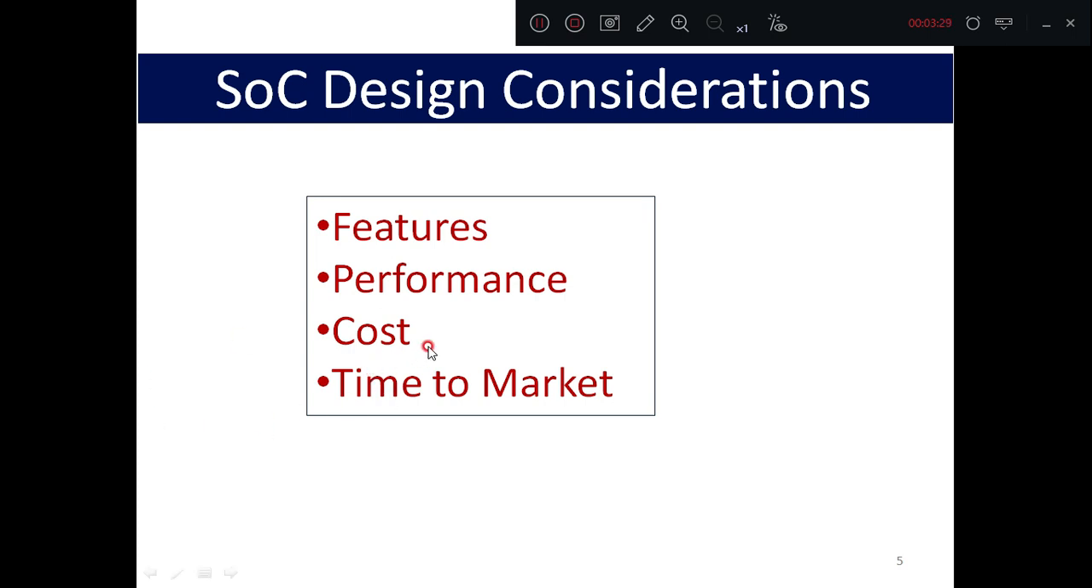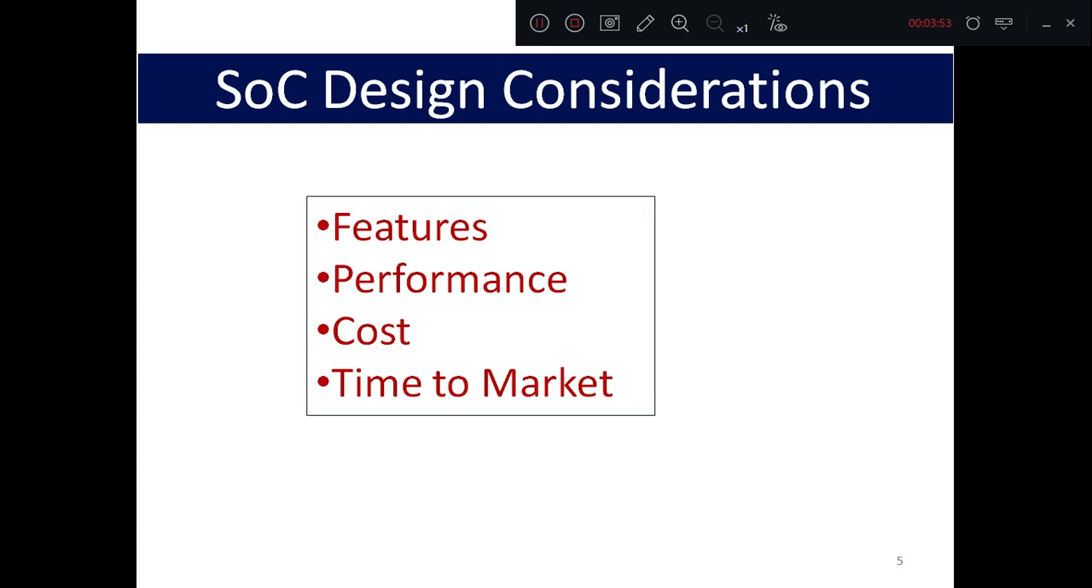Next one is the cost. Always the cost of the product should be low and the product should be small in size. And the last one is time to market. What is time to market? Bringing the product well within the time into the market as per the consumer requirements.